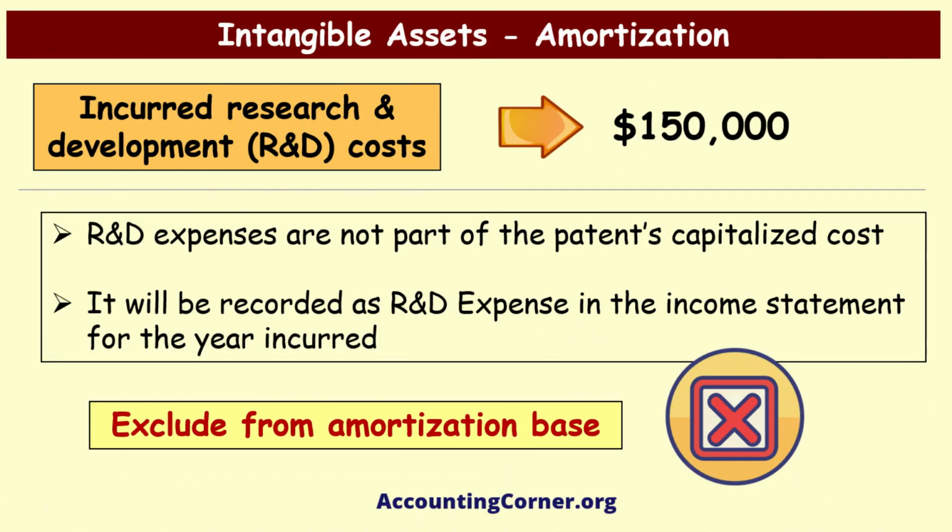Let's see how to treat $150,000 of R&D costs, which are given in the financial data. As already explained, under US GAAP, these costs are not part of the patent's capitalized cost. Instead, they are recorded as R&D expense in the income statement, in the period incurred. This means the $150,000 is completely excluded from the amortization base. It will not be amortized over the patent's life.